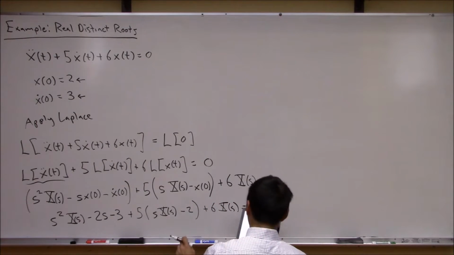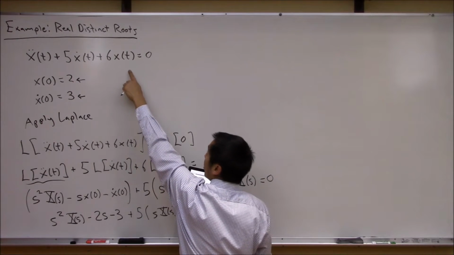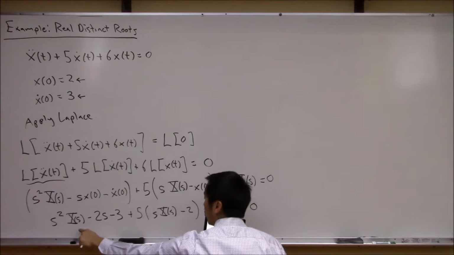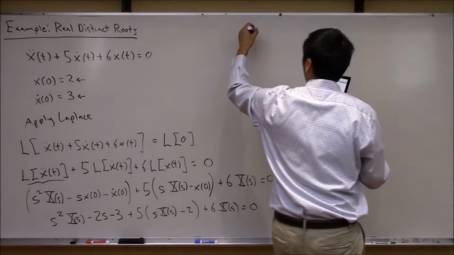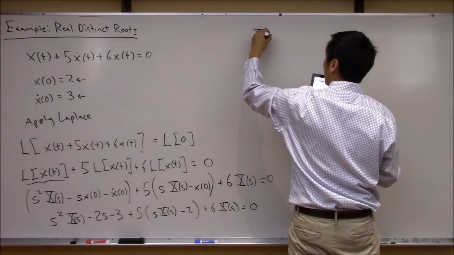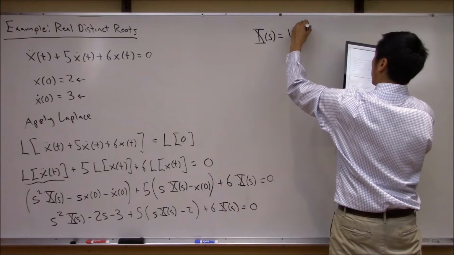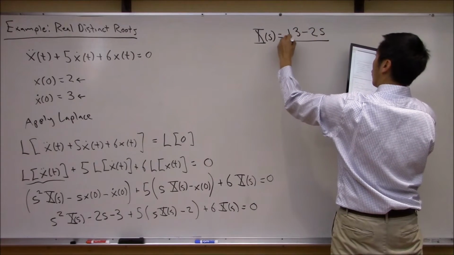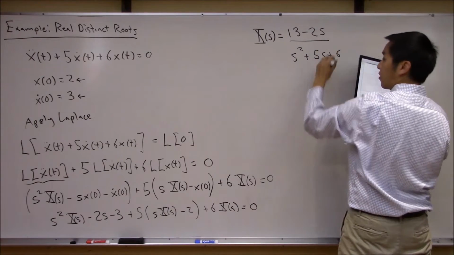Now you go ahead and collect terms and solve for x of s. That's the whole power of the Laplace technique: it turned an ordinary differential equation into an algebraic expression. So if I solve for x of s, you can basically isolate it, and you end up with 13 minus 2s all over s squared plus 5s plus 6.